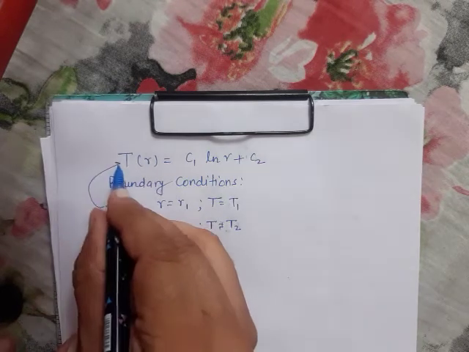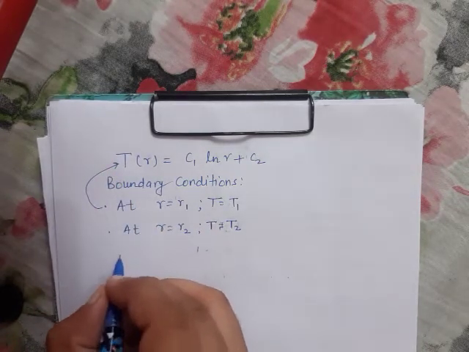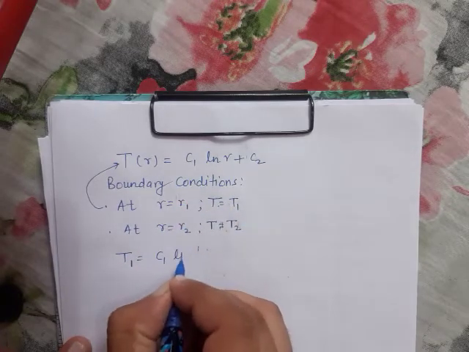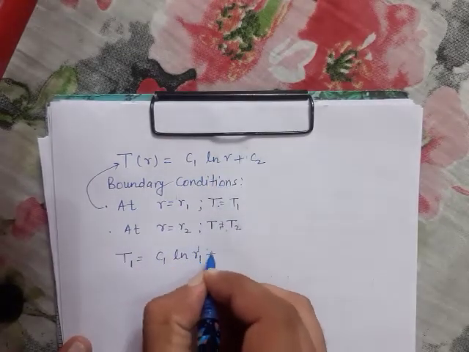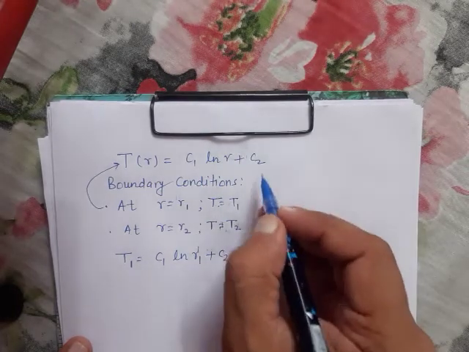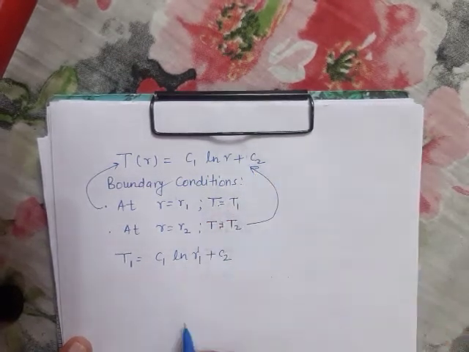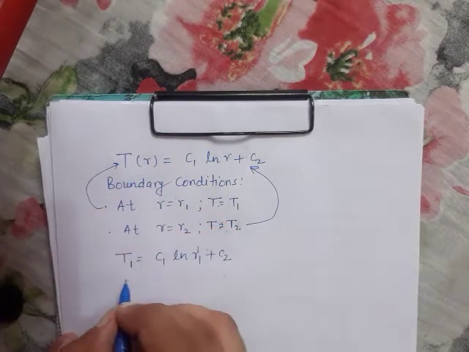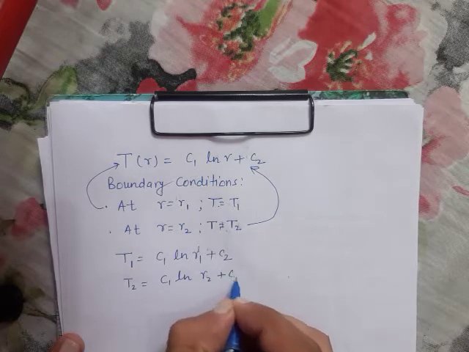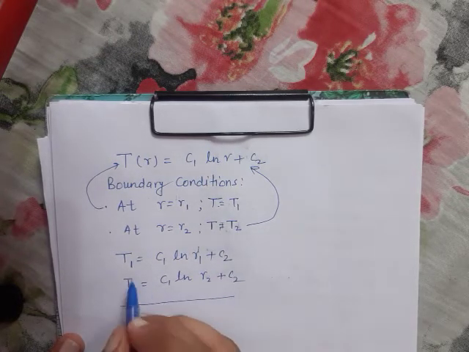First, use the first boundary condition in this equation: T equals T1 when radius r equals r1. Then we will use the second boundary condition in this equation only. The second boundary condition gives T equals T2 when radius is r2. Now we can subtract this from this.